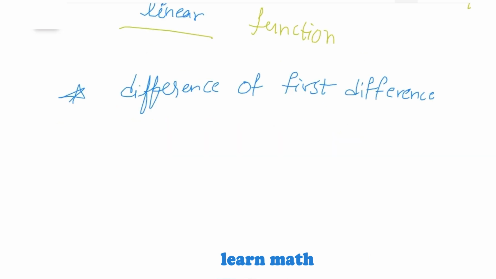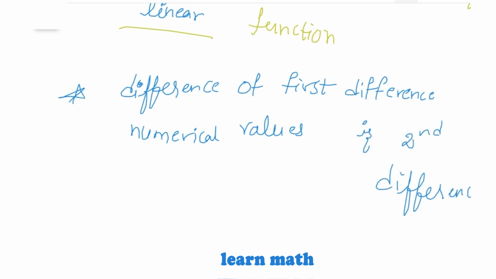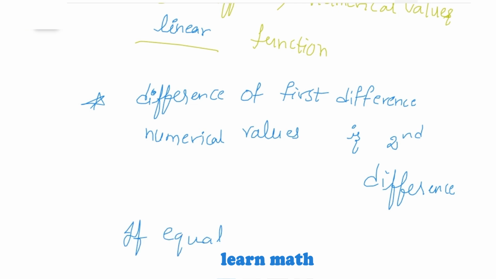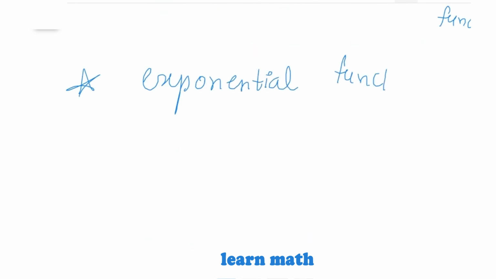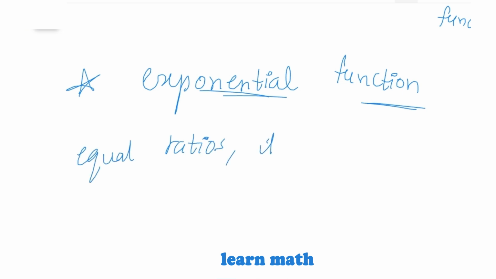This concept makes sense, no? So the first difference gives numerical values, and the difference of those values is the second difference. If the second difference values are equal, it's a quadratic function. If they are not equal, then it is not a quadratic. And if you want to know if it is an exponential function, what is the process? By ratios. If the ratios are equal, then it's exponential.